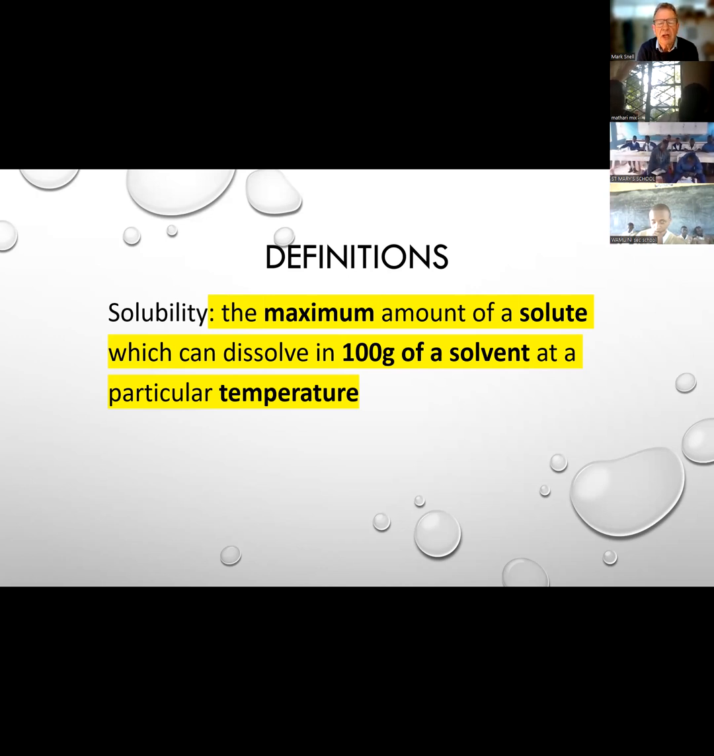So solubility is the maximum amount, and you have to use the words which I have put in bold, the maximum amount of solute which can dissolve in 100 grams of a solvent at a given or a particular temperature. This is really important. So it's the mass of solute in 100 grams of solvent at a given temperature. It's really important that you know that.